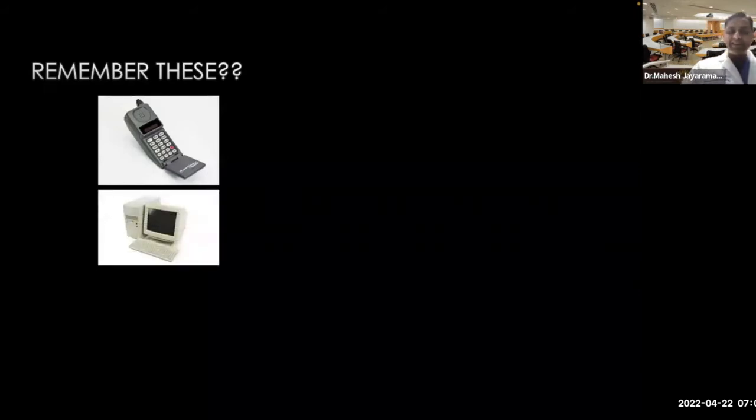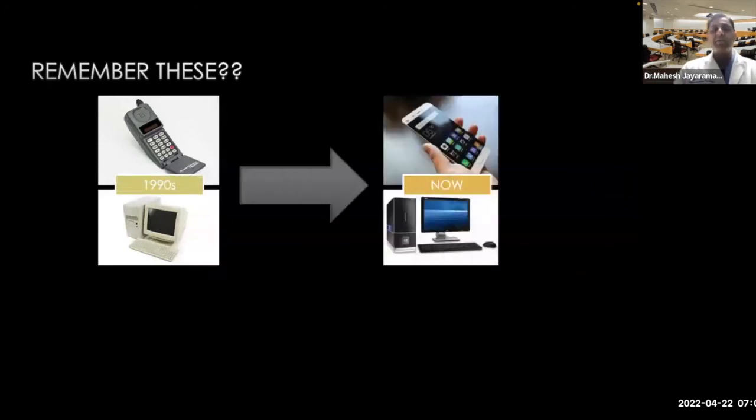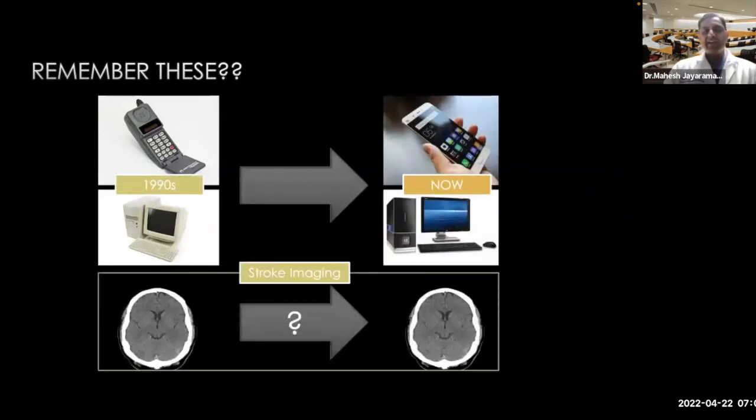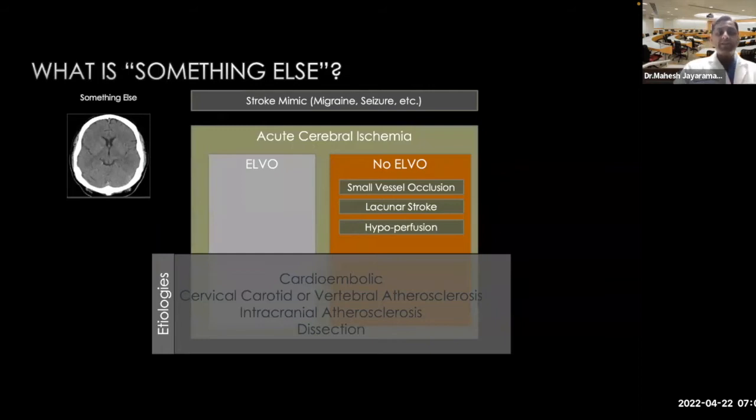And so I'm sure some of you remember these cell phones from the 1980s and 1990s. This was great. This is what computers looked like in the 90s. But we've moved, we've evolved. And if we're sitting here just doing non-contrast CAT scans alone in 2022, that means we have not evolved in our approach to stroke imaging. And so what is something else?